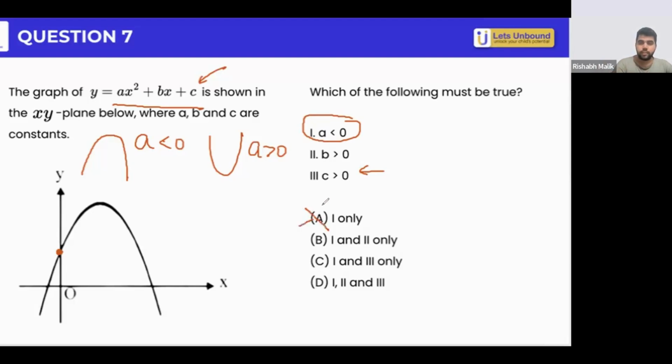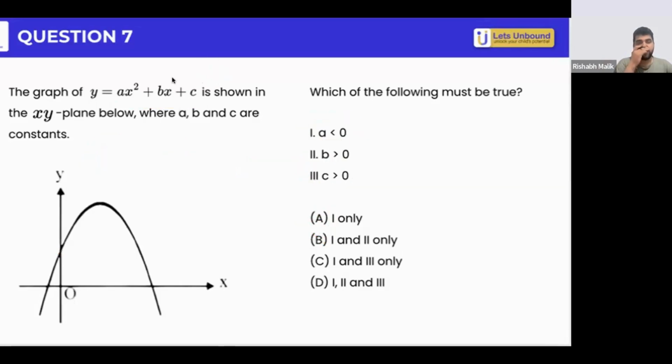So I can cancel out A, I can cancel out option B. Because 1 and 3 have to be there. All I need to check now is if 2 is there or not. Checking that is kind of tricky.